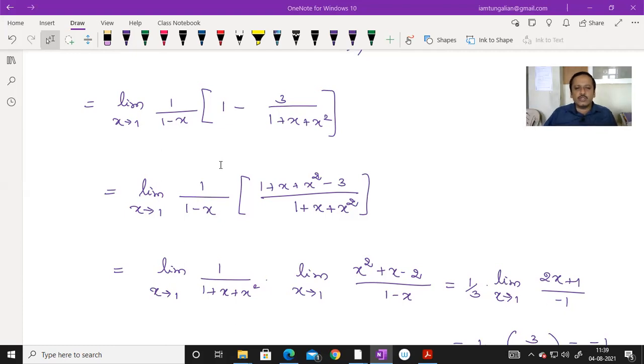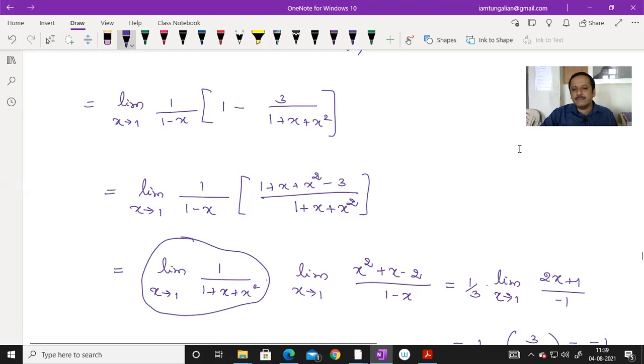Here on simplification, you get x square plus x minus 2 divided by this 1 minus x. Okay. So here, first factor, look at this. When x approaches 1, this 1 by 1 plus x plus x square becomes 1 by 3. Second term, when we apply the limit here, we are going to get 0 by 0. 1 plus 1, 2 minus 2, 0 divided by 1 minus 1.